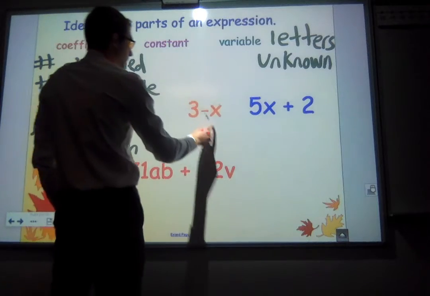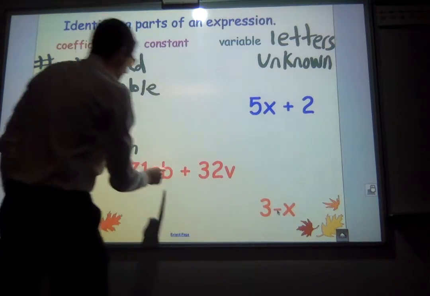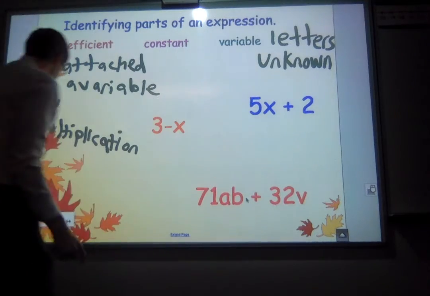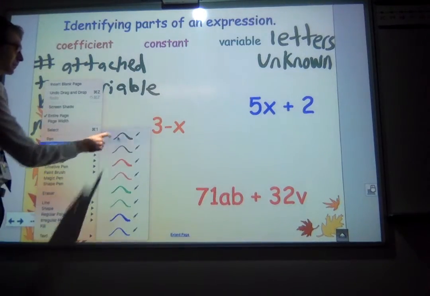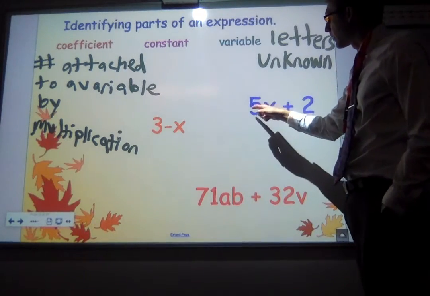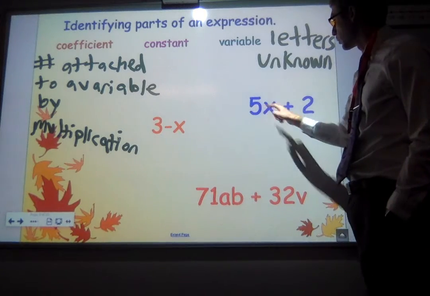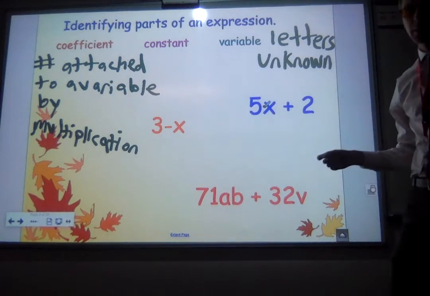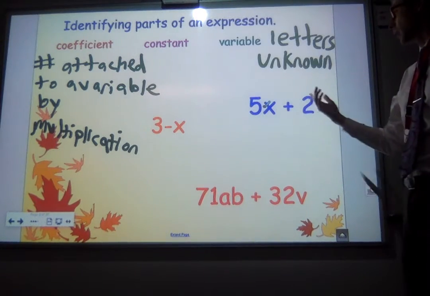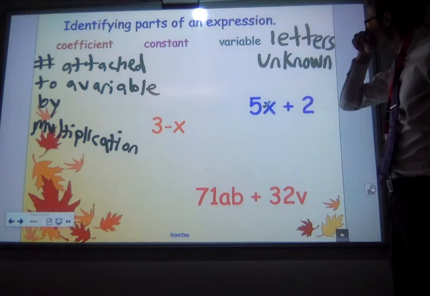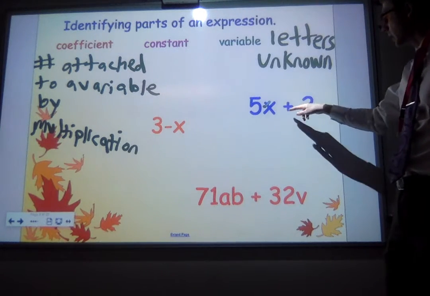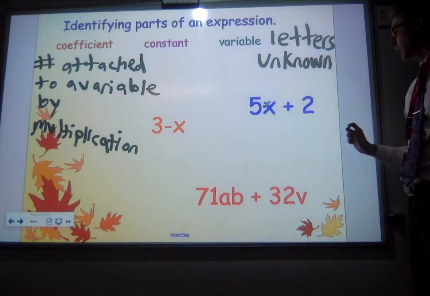I'm just going to reorganize the screen a little bit. All right, here we see 5x. So 5 here is going to be our coefficient because it's attached by multiplication. Even though nothing is written there to signify multiplication, when they're right next to each other, we can assume they're going to be multiplied. x is a variable. It's a letter we don't know. Here we have 2 hanging out by itself with no variable attached, and it's been separated by the plus sign. This is going to be a constant.